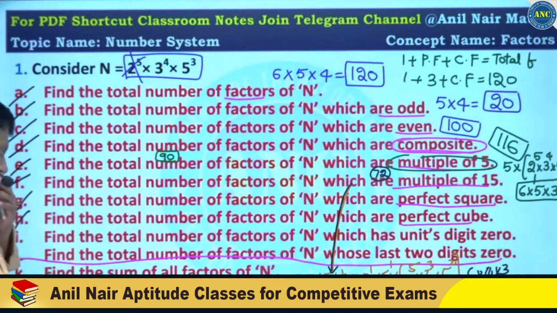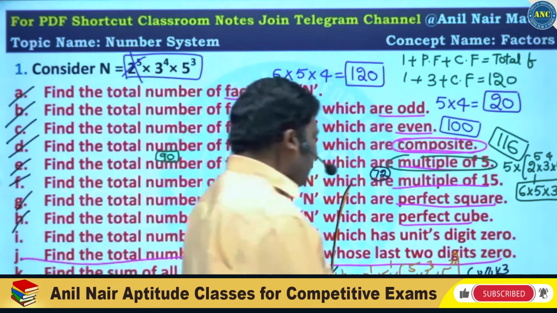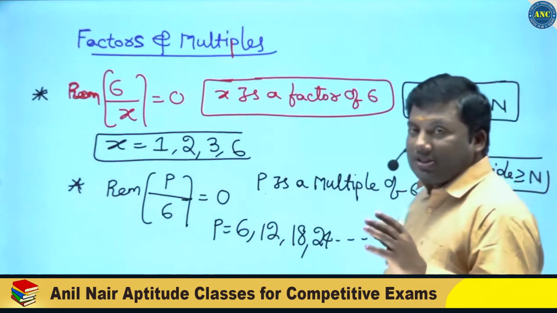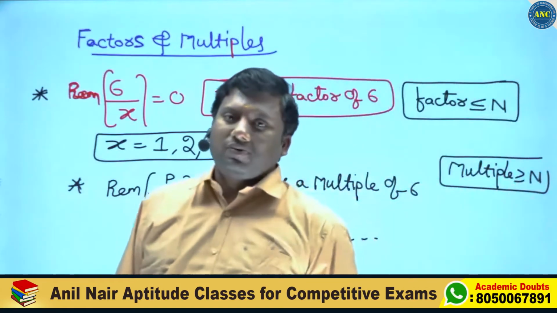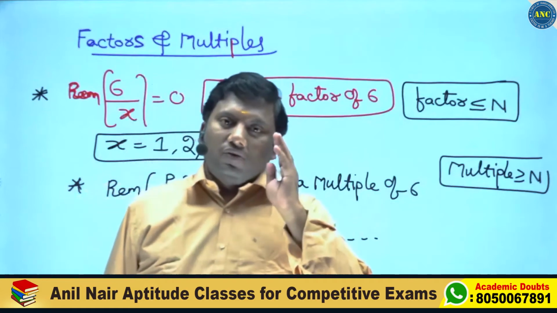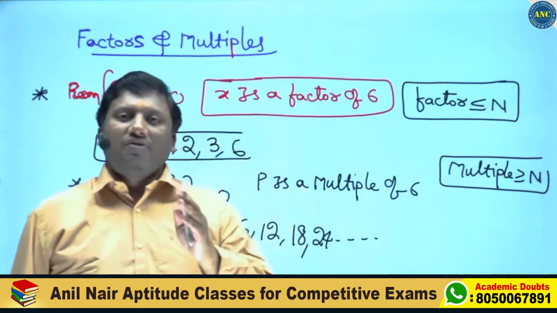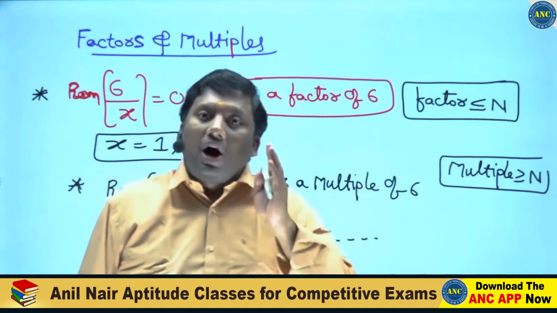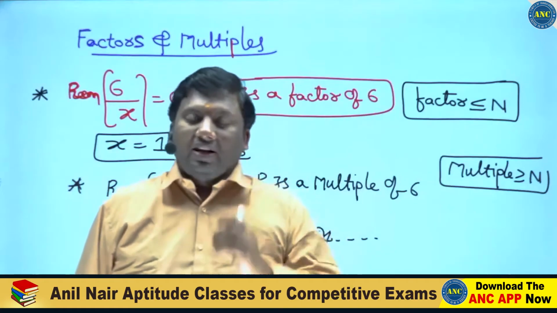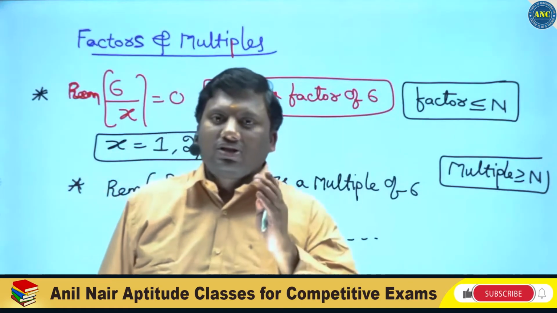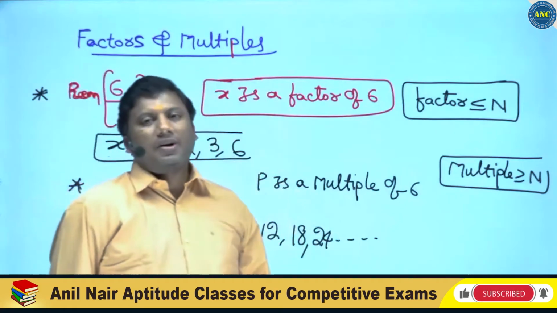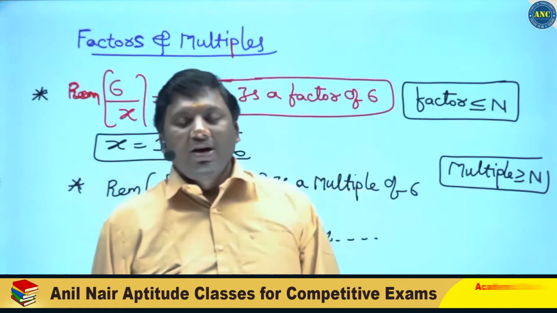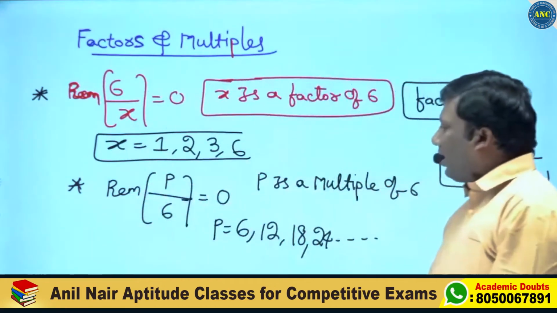Find the sum of all factors of n. Find the product of all factors of n. Sum of factors and product of factors. Factors related. I hope the concept is clear. Again, I will repeat the concepts we discussed. First, we understood the definition of a factor, the definition of a multiple, and how to find the total number of factors. How to find the total number of odd factors, even factors, prime factors, composite factors, factors which are perfect squares, non-perfect squares, perfect cubes, non-perfect cubes, factors whose unit digit is 0 or the last two digits are 0.